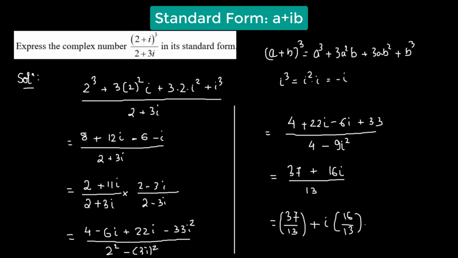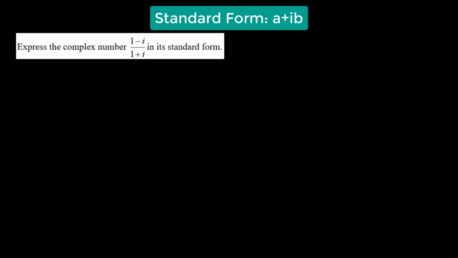Let's go to another one. We have the complex number 1 minus i divided by the complex number 1 plus i, and we have to express it in the standard form. So let us begin by writing down the given complex number. So we have 1 minus i divided by 1 plus i. Now we're going to take the conjugate of the denominator, which will be 1 minus i, and we're going to multiply it to both the numerator and the denominator.